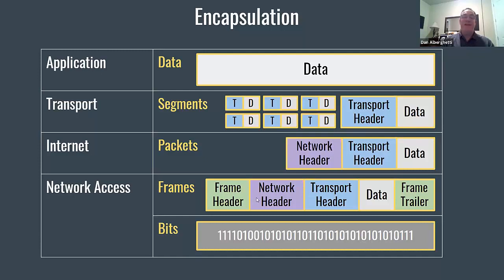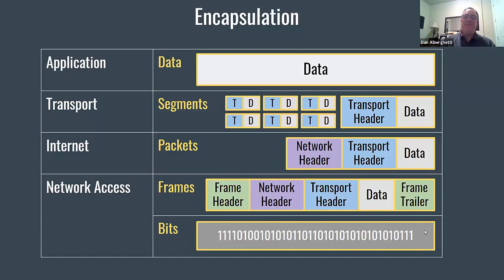Now at this layer, we add on the frame header. Let's say this is the raw data here that we have. This is the picture or the email or whatever. We have the transport header with the source and destination port numbers, the network header with the source and destination IP addresses, and then the frame header with the source and destination MAC addresses. There's also more information in those headers. Those are just the most important components, the addressing.